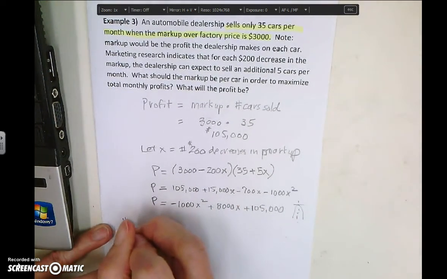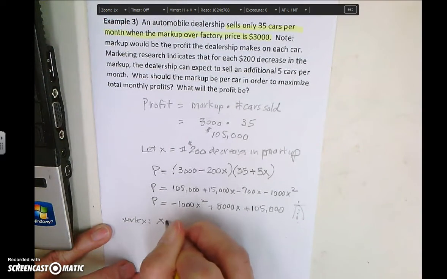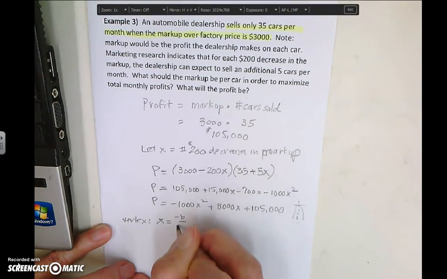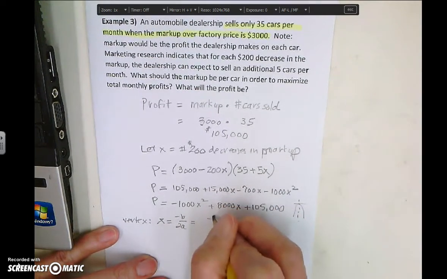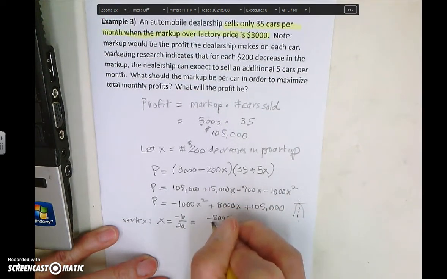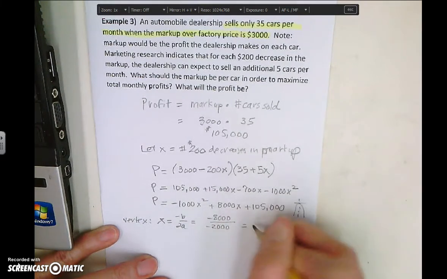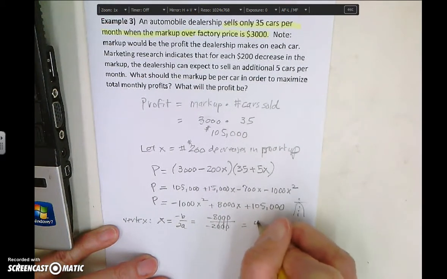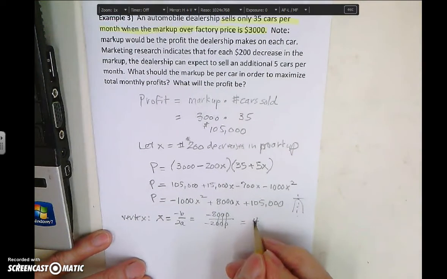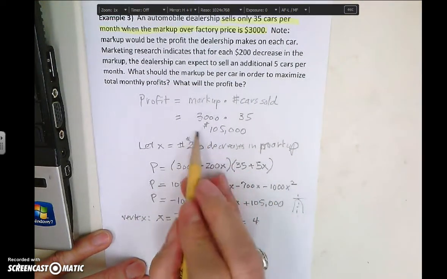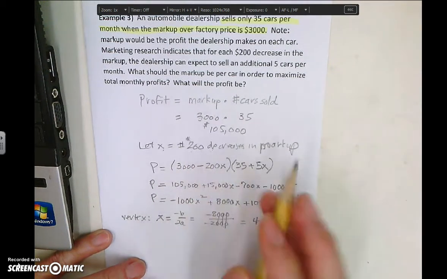So for the vertex, x is going to equal negative b over 2a. So the opposite of b will be negative 8,000 over 2a, which is negative 2,000, and we come up with a 4. So the maximum then is going to occur when x is 4. Remember that x represents the number of $200 decreases.